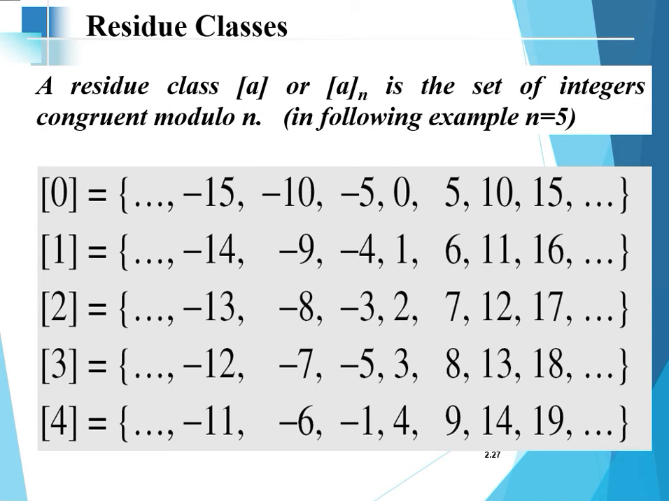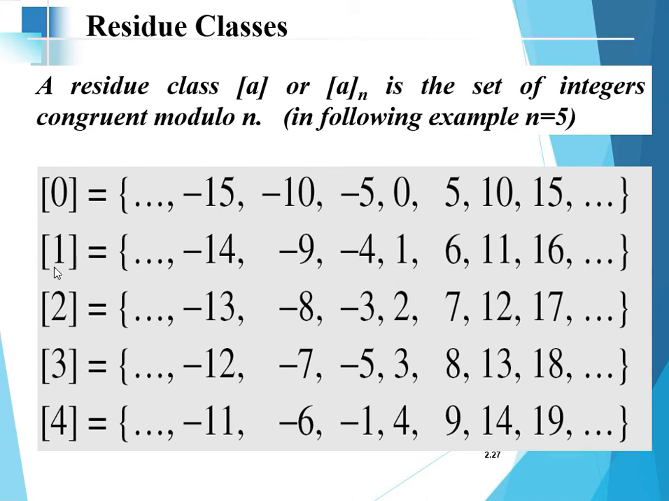Now we will see the residue classes. A residue class [a] or [a] of n is a set of integers congruent modulo n. In the following example, n equals 5. We can see that the difference from 0, if we go to the positive side, is 5, 10, 15. Similarly, we move to the negative side: negative 5, negative 10, negative 15.